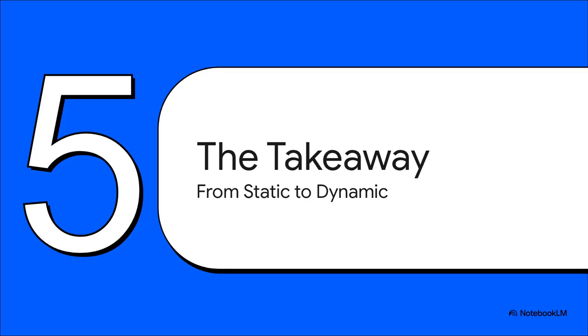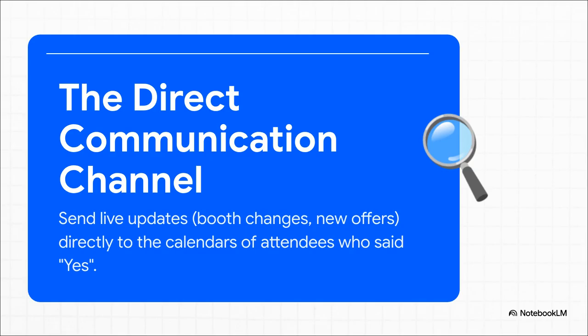Okay, so let's zoom out and really think about the big picture here. What does this whole shift from a static link to a dynamic calendar event, what does it actually mean for marketers like Mandy? It means you've created something brand new. You can think of it as a direct communication channel. You now have a live, open line to the people who raised their hands and said, "Yes, I'm interested." You can send updates, you can change the time, you could even switch the location, and you can be confident that your most engaged people will get the message.